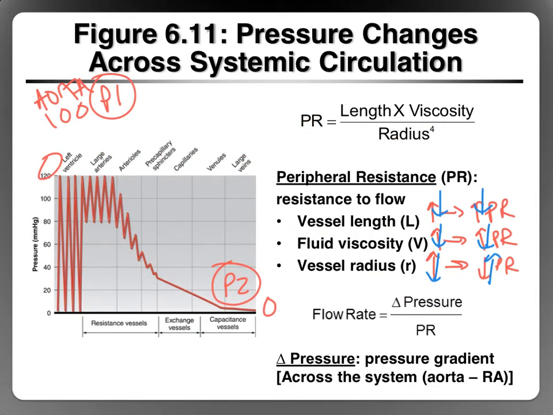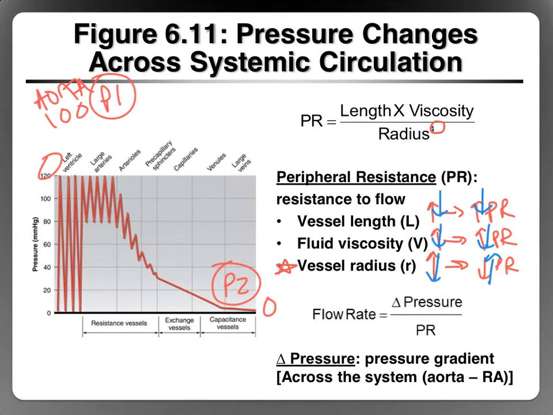Now I also want to point out here that radius affects peripheral resistance to the 4th power. What that means is of those 3 variables, radius has a much more powerful effect on peripheral resistance, so even small changes in radius are going to have a large effect on peripheral resistance. So it's important to understand peripheral resistance. We will come back to this as we talk about blood pressure.